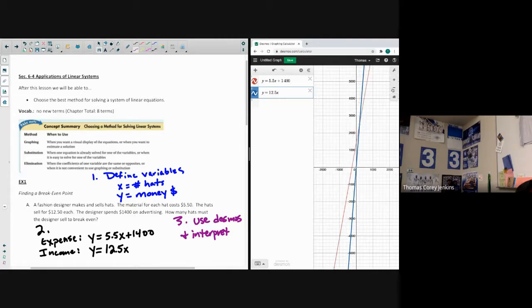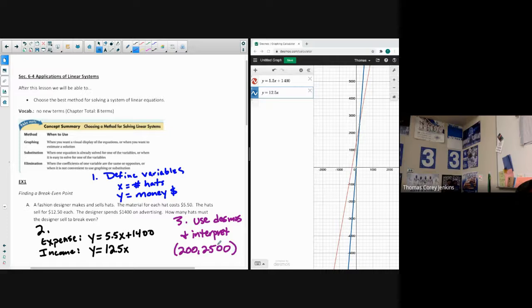I had to zoom way out there, which is fine, but now we can see that the point of intersection is 200, comma 2500. So our point of intersection was 200, comma 2500.